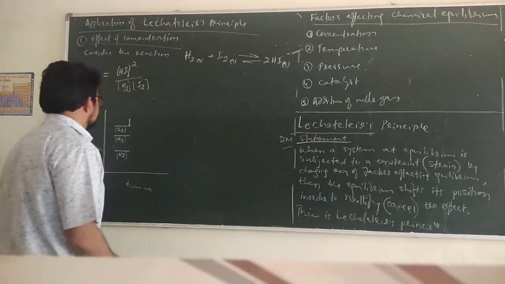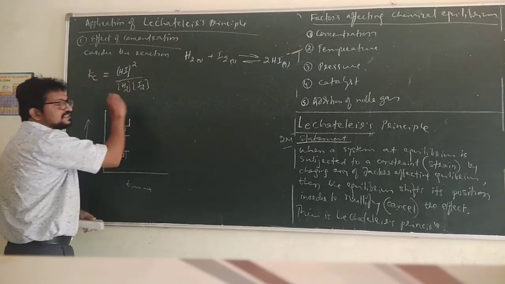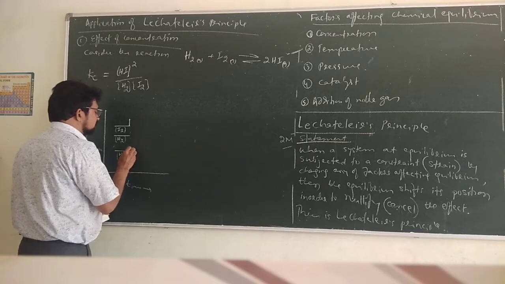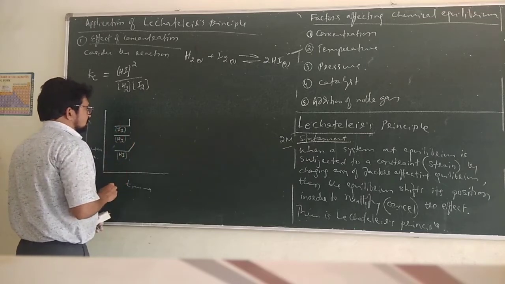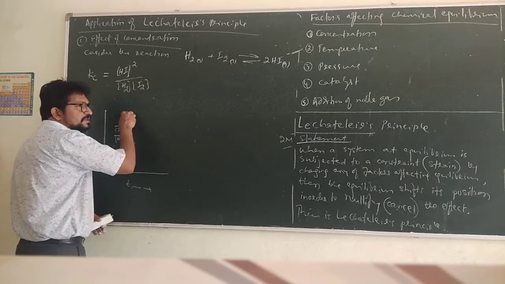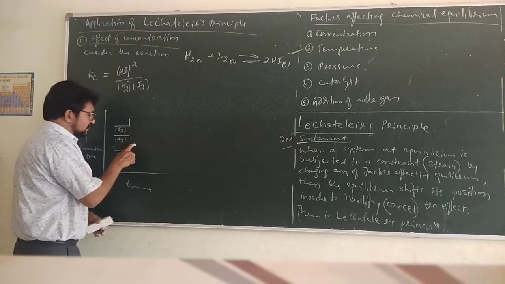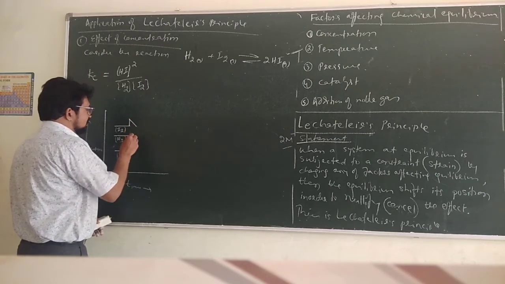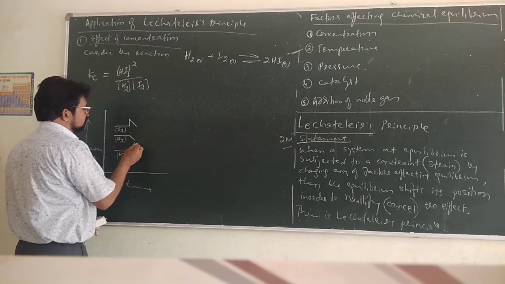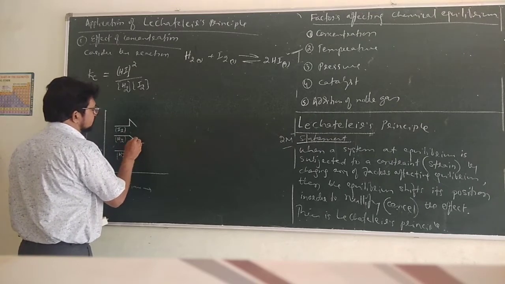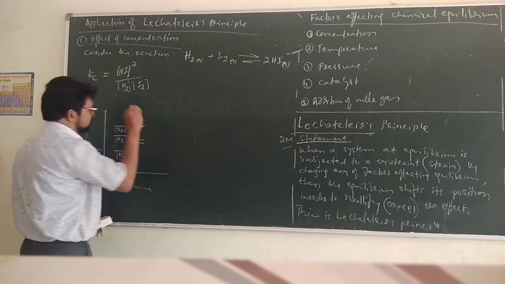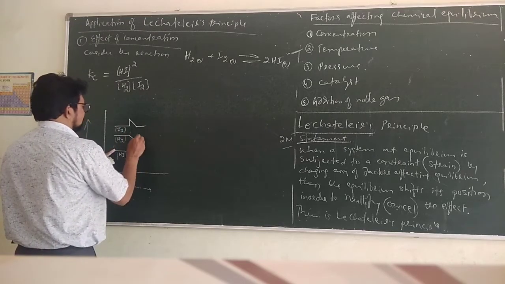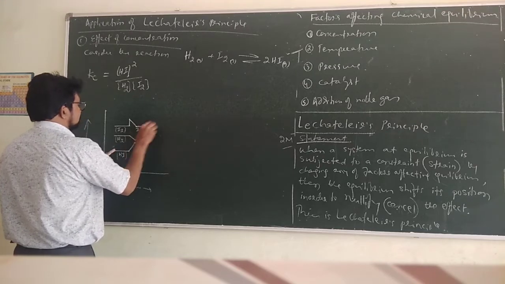So easy to understand. Now the iodine concentration suddenly increases. Then HI concentration slowly increases. Then what should happen? In order to increase HI, I2 should decrease and H2 should decrease. Now it has attained equilibrium once again. Now what is the new concentration? HI here, H2 here, I2 here.